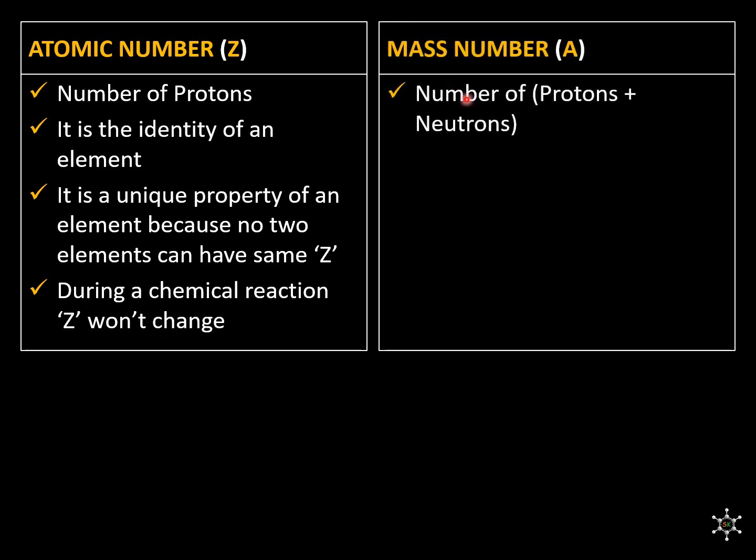Mass number means number of protons plus number of neutrons. Letter to represent mass number is A. If we want to find out number of neutrons, then we just have to do A minus Z. That is, number of protons plus number of neutrons minus number of protons give us number of neutrons.